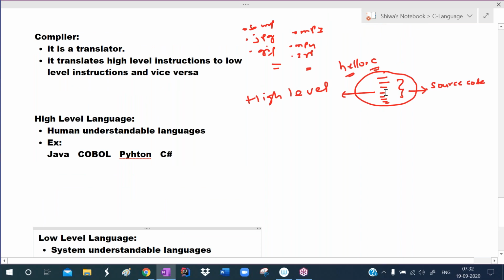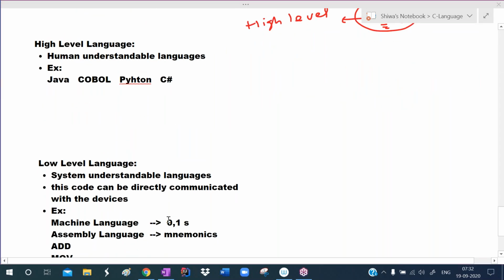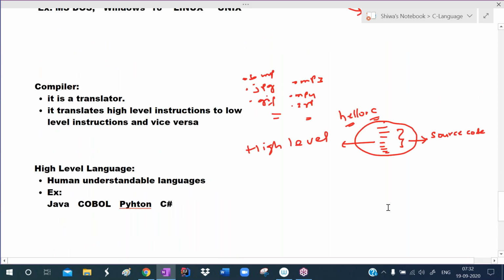So here we are writing the C program. Observe, that C program has some code. I'm calling that a source code. Now this source code is in high level language. Computer cannot understand it. Computer can understand only zeros and ones. It cannot understand high level language code. So now we have to translate this high level code to the low level code, the computer understandable code. From human understandable code to computer understandable code, we have to convert.